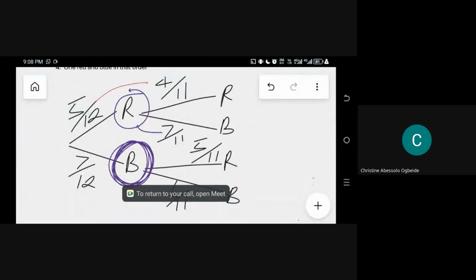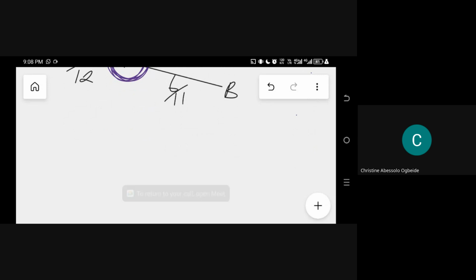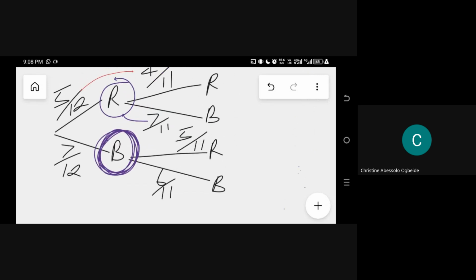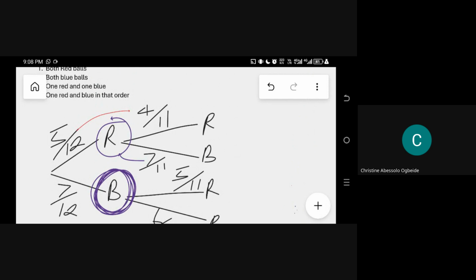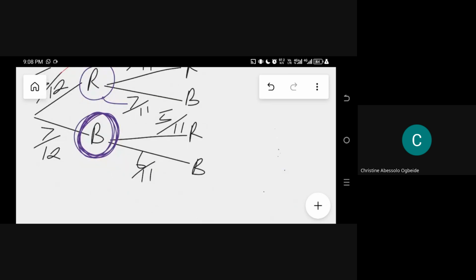So before we go, I'll quickly want you guys to fill out. And for the other part, you already know what to do. After you're picking both red, 5/12 times 4/11. Red and red, you can see there. Probability that the first is red and the second is a blue, you're multiplying red times blue. That's 5/12 times 7/11. Probability that both of them are blue, you can see there, 7/12 times 6/11.